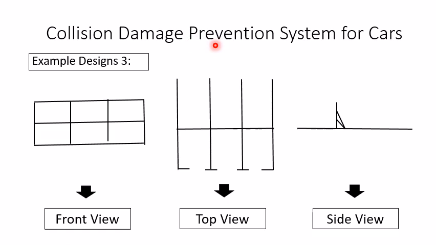This is collision damage prevention system for cars. Example design 3. This is the front view, and this is the top view, and this is the side view. So in this case, there is a protrusion along the extended framework itself. When you hit the protrusion, the extended framework can sufficiently bend and take the impact load. You will understand the design philosophy in the later slides.